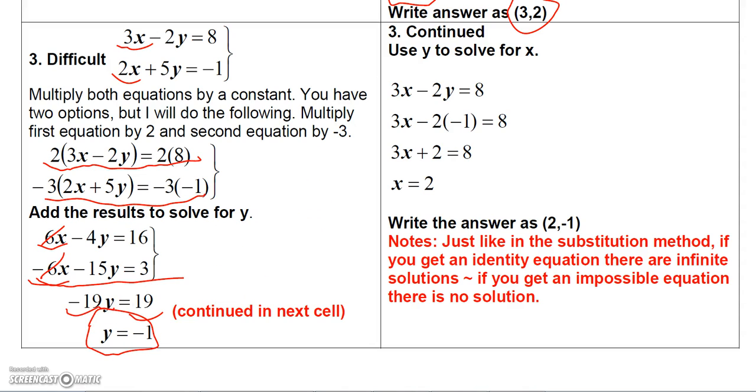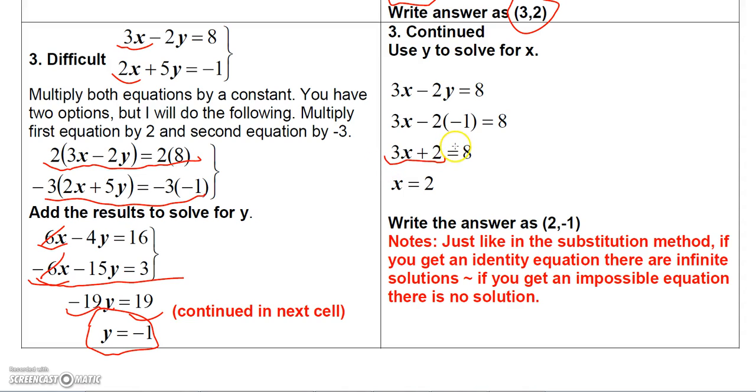And then to continue, we've got to use that y value to solve for x. So pick either one of these equations. I'll choose the first one, 3x minus 2y equals 8, and then replace y with negative 1. And so that's going to give me 3x minus 2 times negative 1 equals 8. And minus 2 times negative 1 is plus 2, so that gives me 3x plus 2 equals 8.